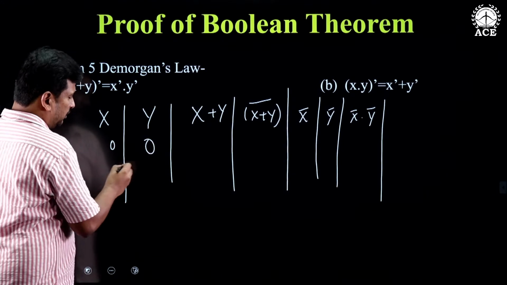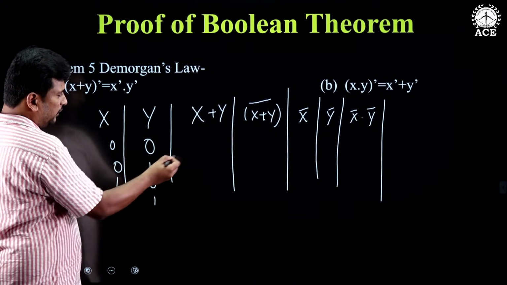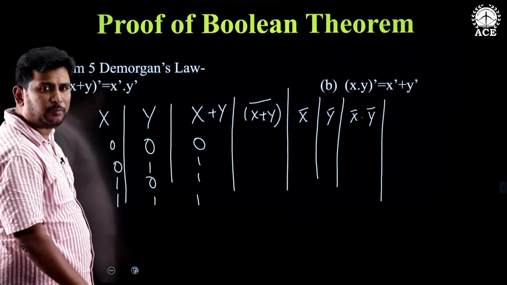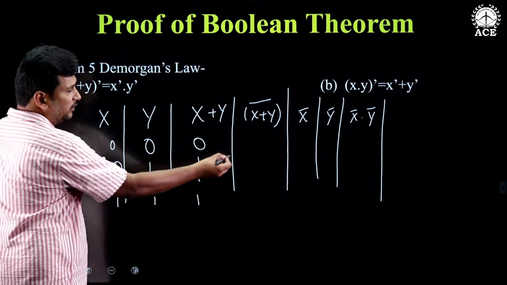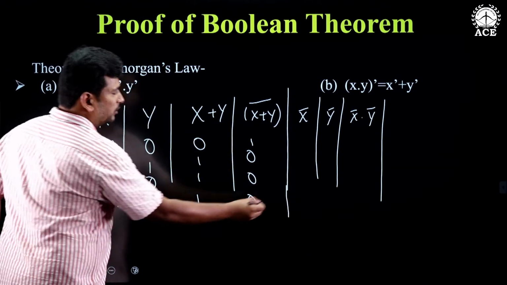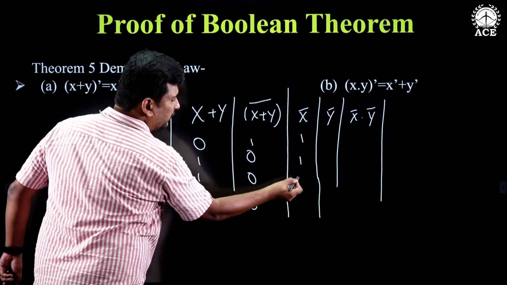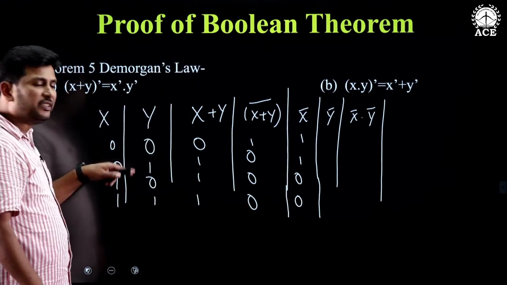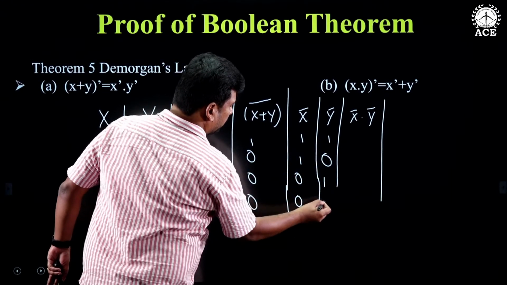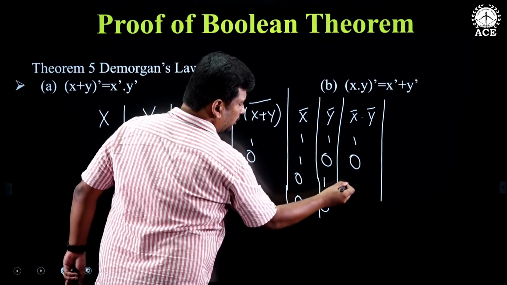0 0, 0 1, 1 0, 1 1. What is the OR of this? 0, 1, 1, 1. So what is x plus y whole complement? Complement of this, that is 1, 0, 0, 0. So if your x is 0, 0, 1, 1, x complement is 1, 1, 0, 0. If your y is 0, 1, 0, 1, y complement is 1, 0, 1, 0. And you do the AND of these two: 1, 0, 0, 0.